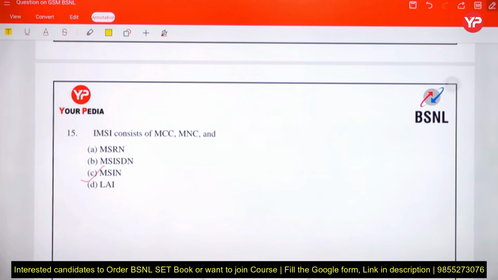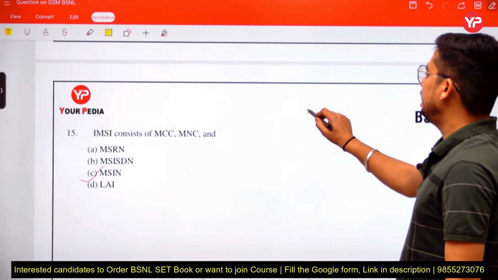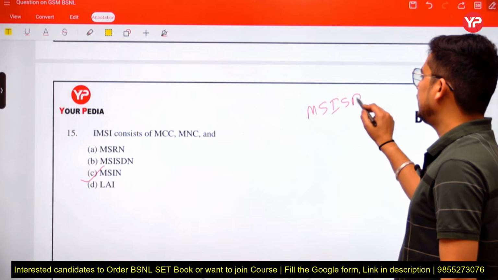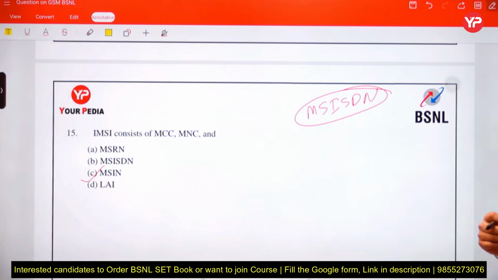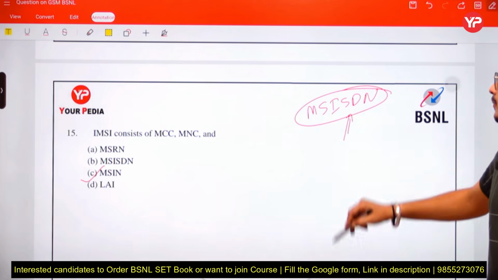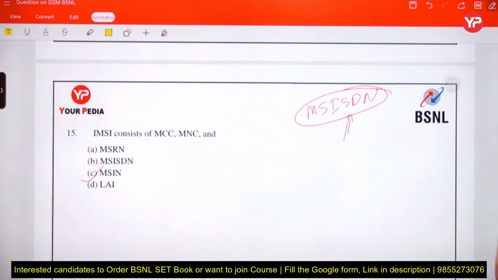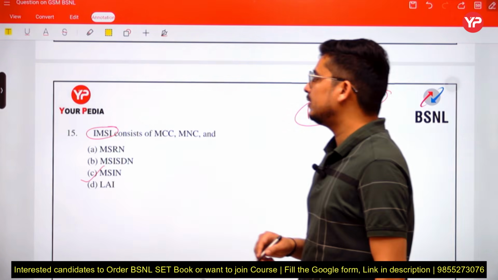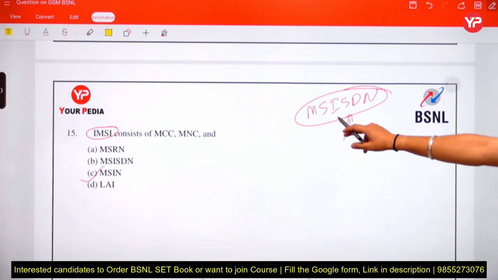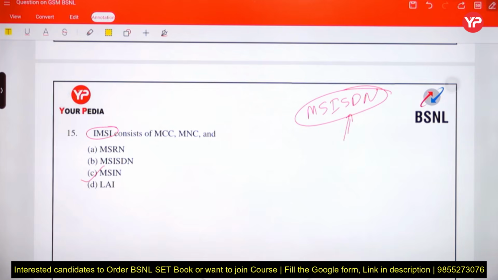But remember one more thing: there is another one, MSISDN. This is your mobile number. Whenever you dial a mobile phone, that number is the MSISDN number. Note, IMSI, remember that. Whenever I am dialing the phone, I am not dialing the IMSI number. I am dialing the MSISDN number. Clear to everyone?